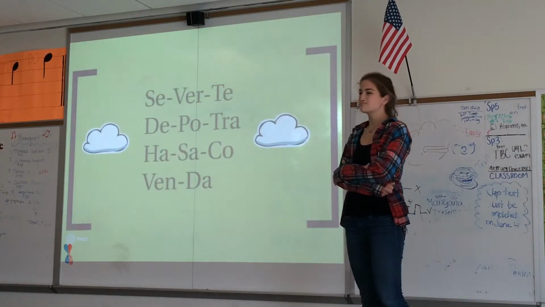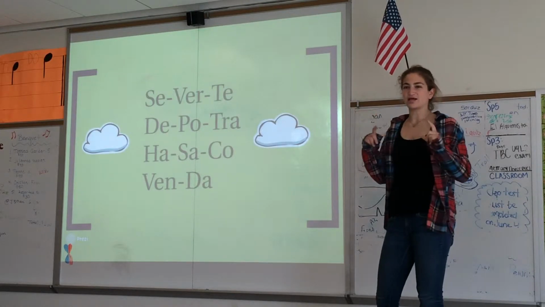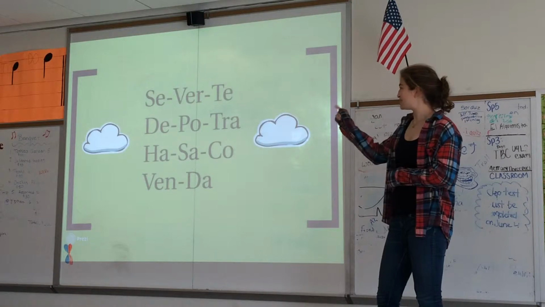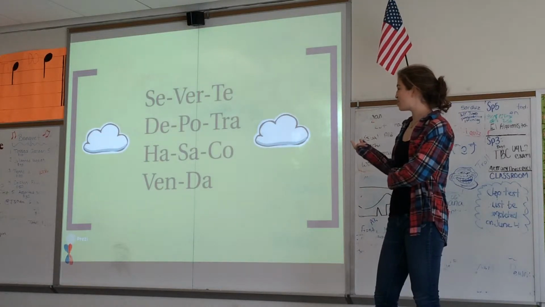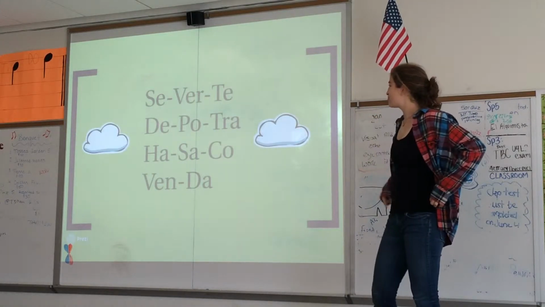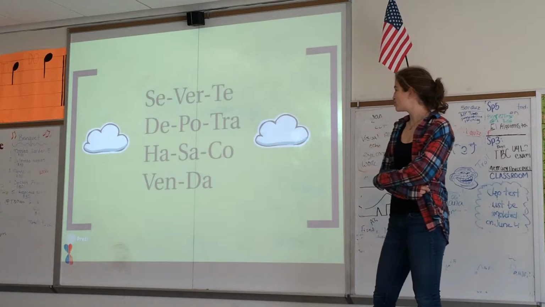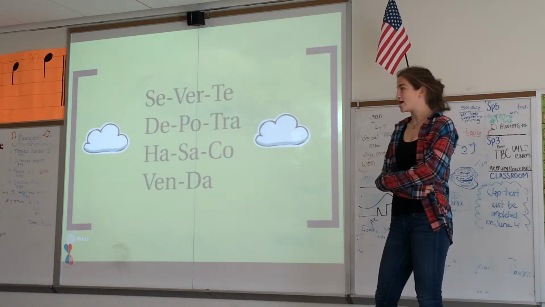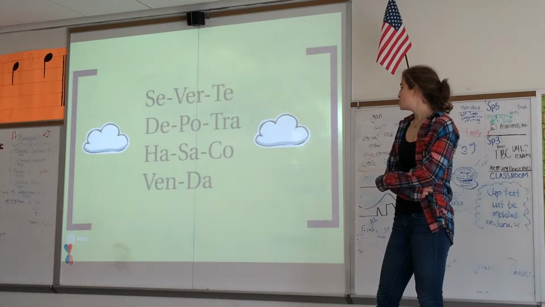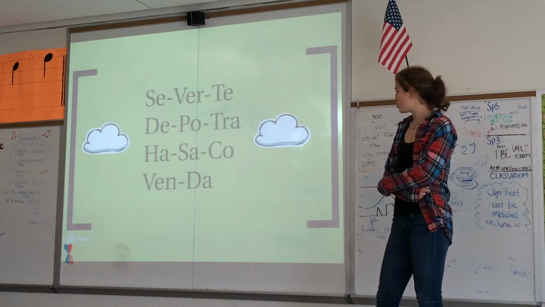And it's kind of hard to remember them, but here they are, broken down into the very beginning of the word, so you can try to remember them easier. So you have sa for saber, ver for ver, te for tener, de for decir, po for poner, tra for traer, ha for hacer, sa for saber, co for conocer, ven for venir, and da for dar.